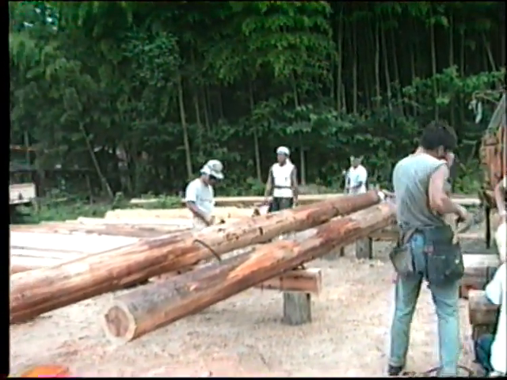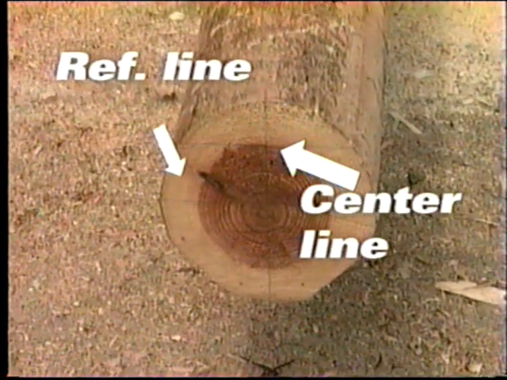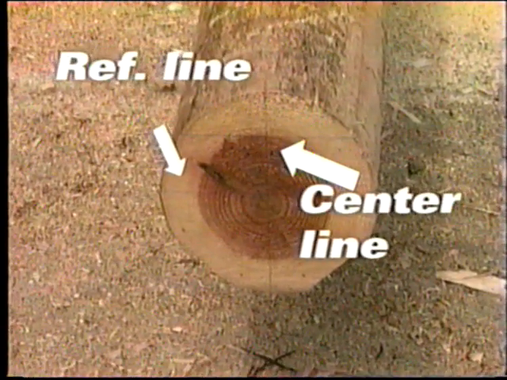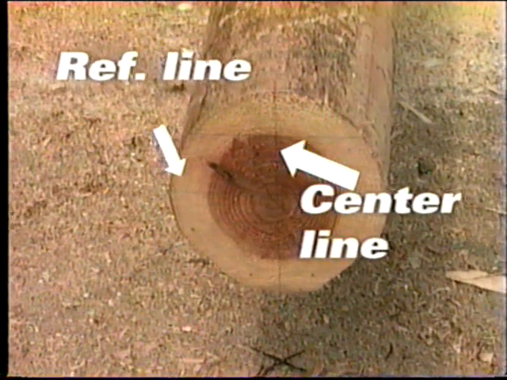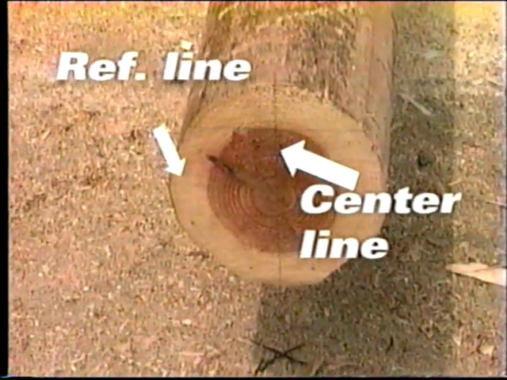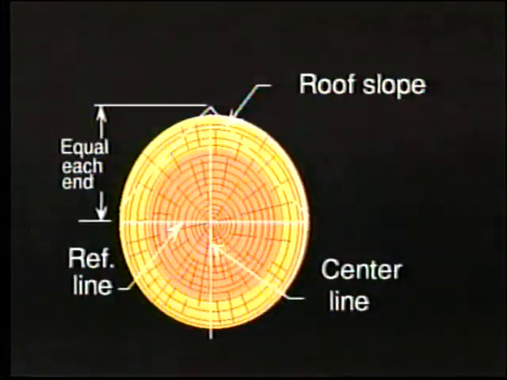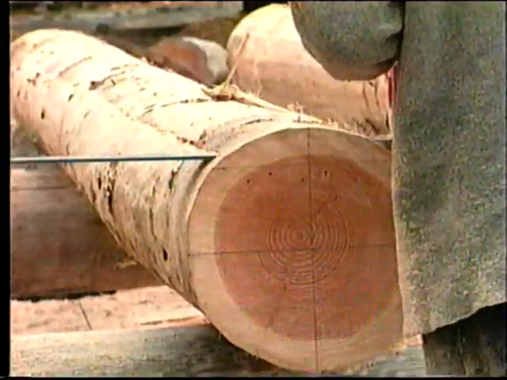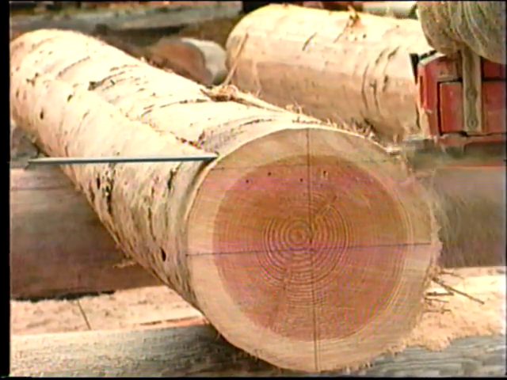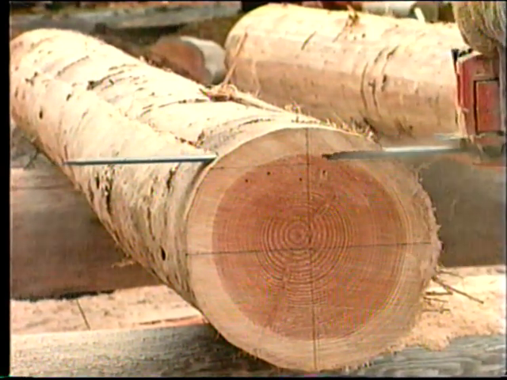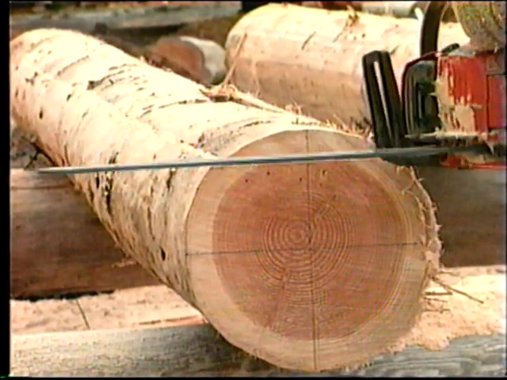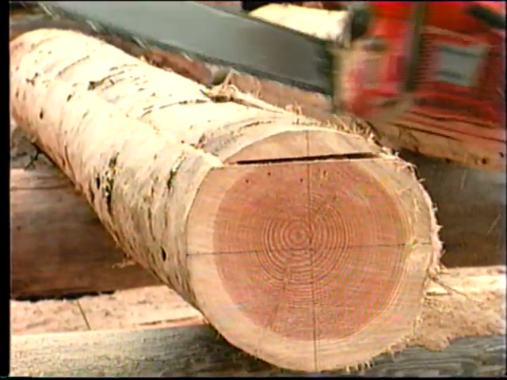Position this log on blocks with any bow up and snap a center line on the top. Draw the slope of the roof on the ends. The apex can be a little above or below the top of the log. Place a level reference line on each end, equal distance below the apex of the slope. This line can be at any height, but an even number will be easier to remember, say 200 millimeters or 250 millimeters.